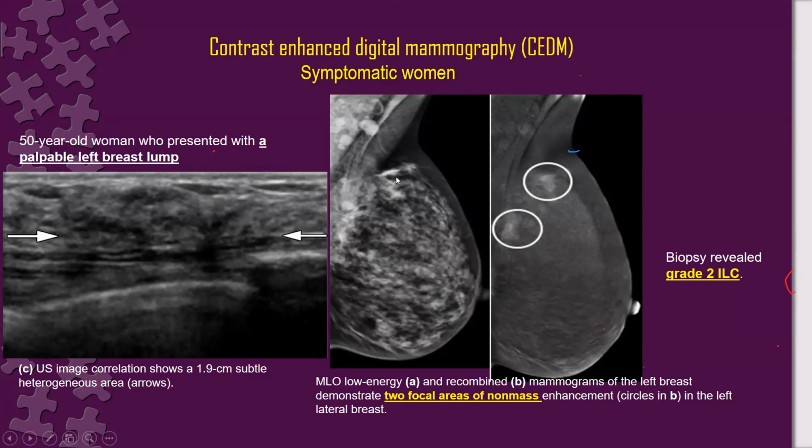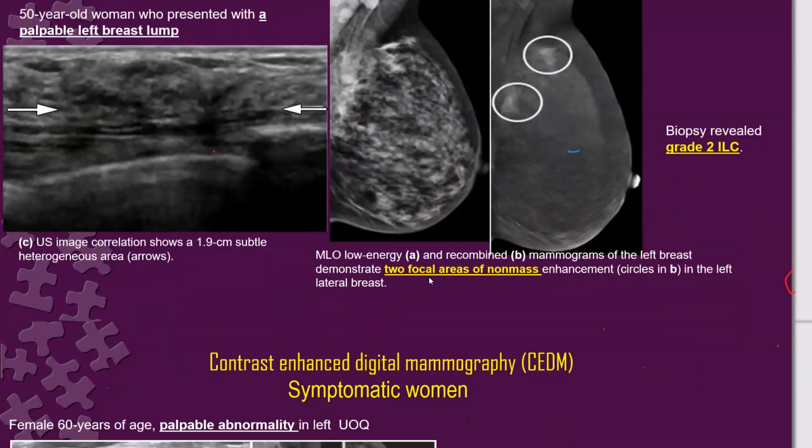Here there is just an area of asymmetry, okay? Ultrasound shows an area of heterogeneity of non-mass-like parenchymal lesions, but contrast enhancement demonstrates multifocal areas of non-mass heterogeneous enhancement proven to be grade 2 invasive lobular carcinoma.